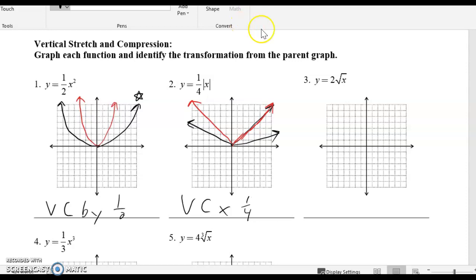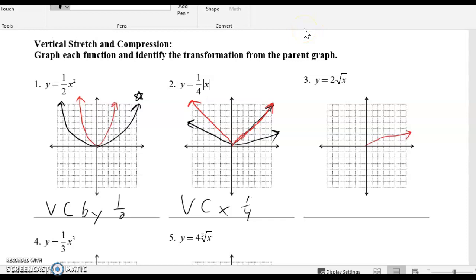So here we go again. Our parent graph kind of looks like this. Again, you still have to recognize what the parent graph is. If you draw the wrong parent graph, it's like showing up to lacrosse practice with a baseball bat. It doesn't work. People are going to look at you like something's wrong. So this is a vertical something. It's on the outside. It's being multiplied, so it's either a vertical stretch or compression.